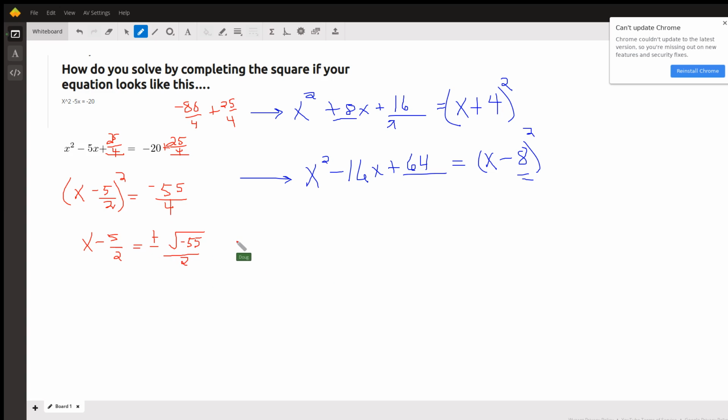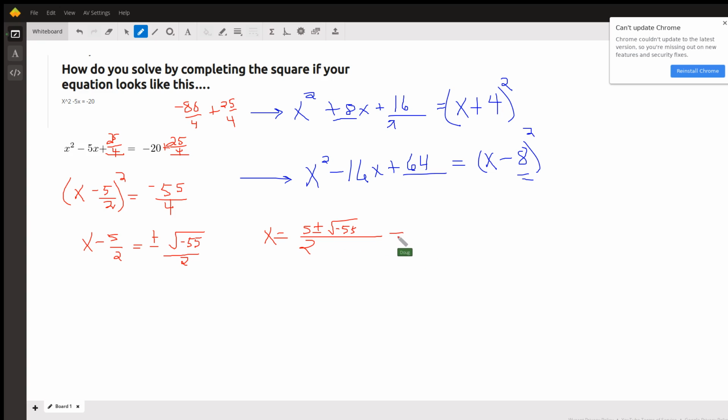And now I add 5 halves to both sides. And I've got my solution. Oh, but both denominators are the same. So if I want to just write it as one fraction, I can write plus or minus the square root of negative 55 over 2, all over 2.